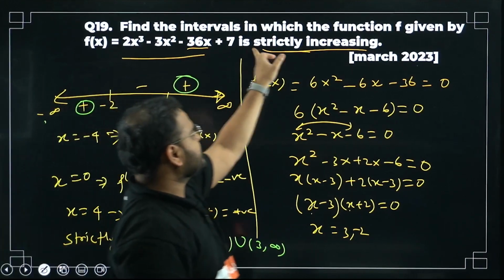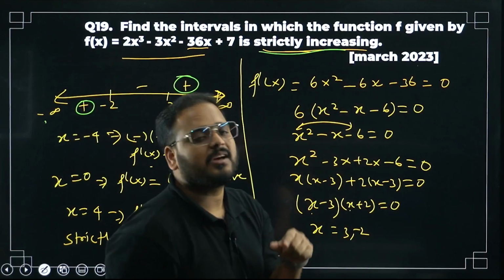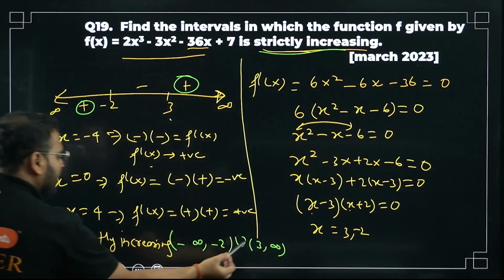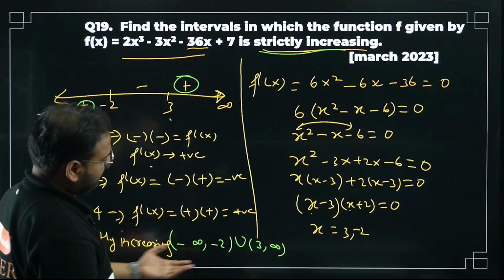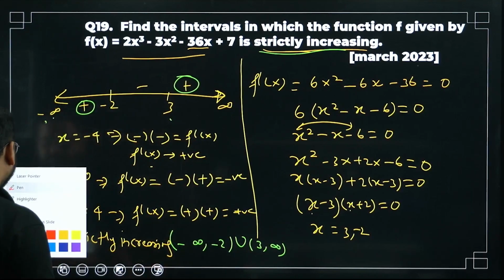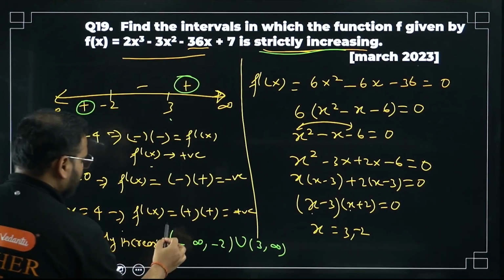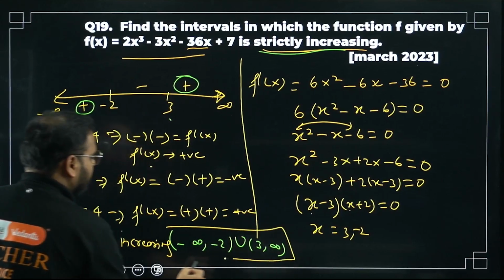We are looking for strictly increasing. Hence, both the intervals: minus infinity to minus 2 and 3 to infinity. Negative infinity to minus 2 and 3 to infinity. Please check. This is your answer. Your final answer for the question is over here. Please check this out.